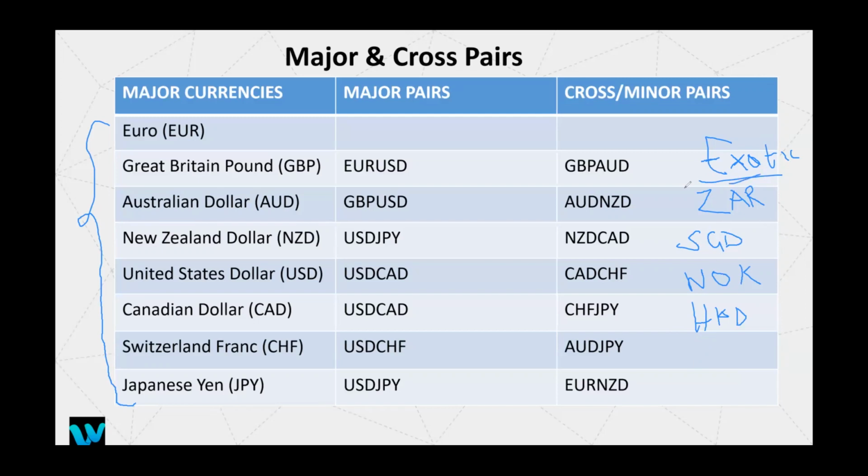Now, when you have a currency pair and at least one of them, either one of them or the two of them, is not a major currency, that pair is an exotic pair.